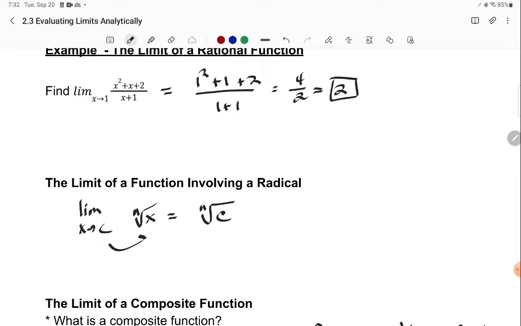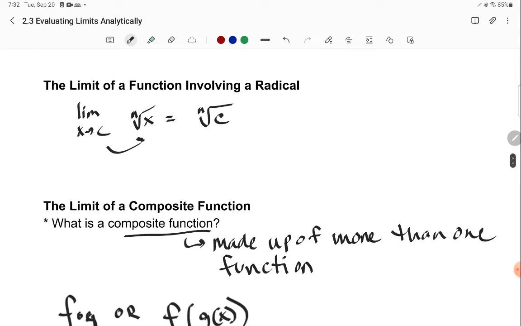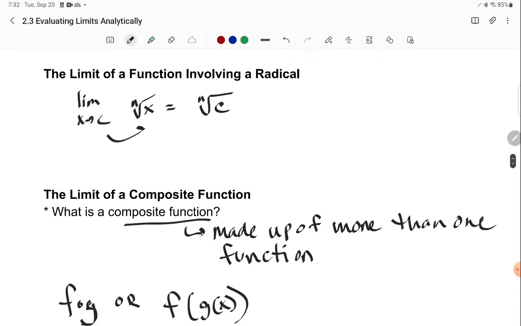Now, we're going to take a look at some radicals, but we've got to talk about this idea of a composite function, right? And so if you think about what a composite function is, it is a function that's made up of more than one function, just like in geology, which rocks, by the way.